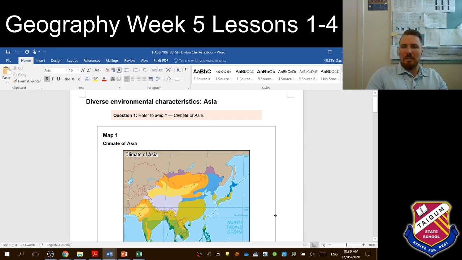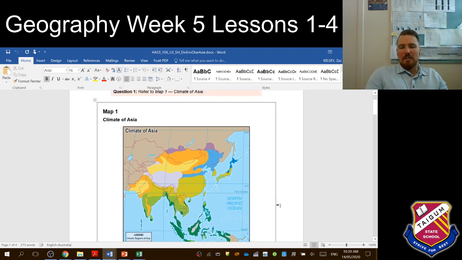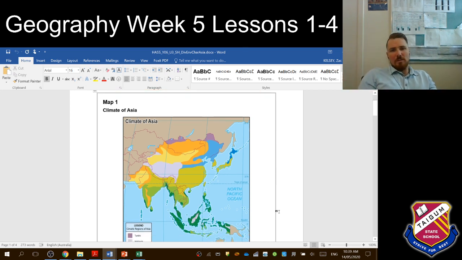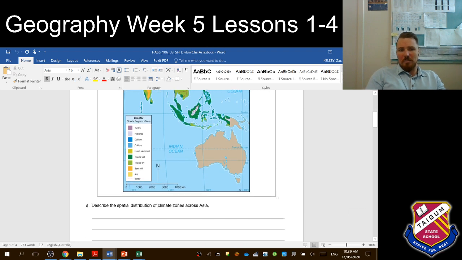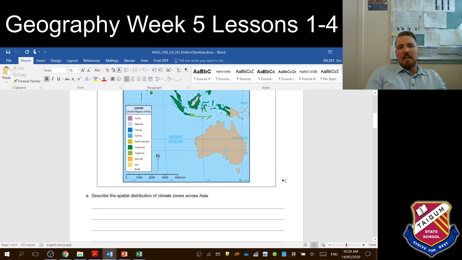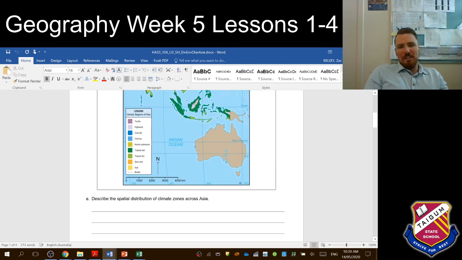This one is going to be an extension sheet. So you can work through this one if you finish the first sheet over the course of the week, but the first sheet does have a fair bit to it, so I'm going to go through this one reasonably quickly. The first one says, describe the spatial distribution of climate zones across Asia.